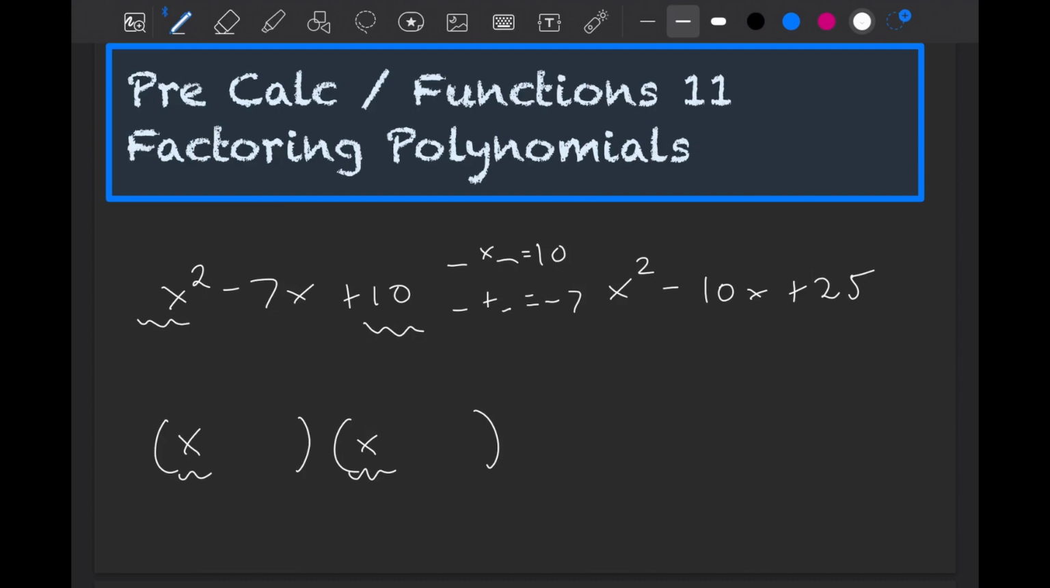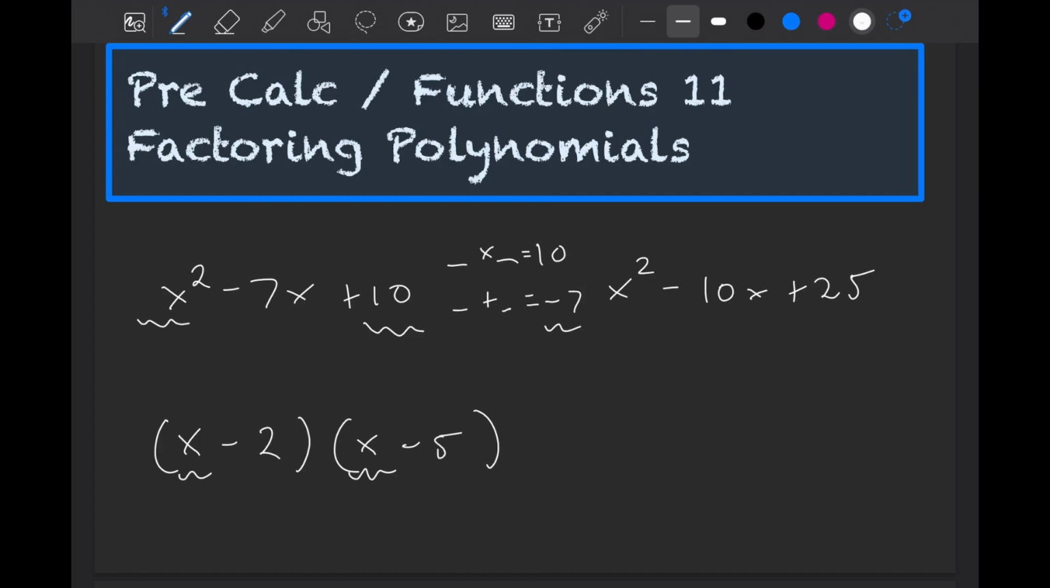The only ways we can get 10 would be like 1 times 10, or minus 1 times minus 10, or minus 2 times minus 5. Since we also have to get to minus 7, it would be a good idea to put in, say, minus 2 and minus 5.